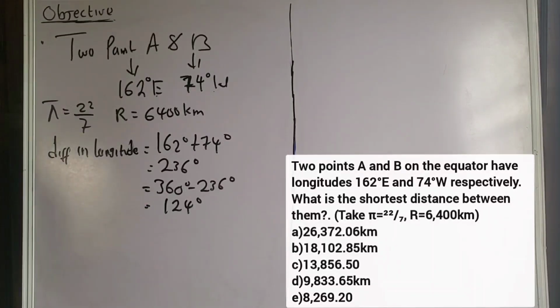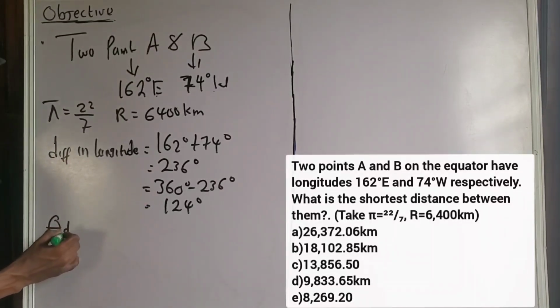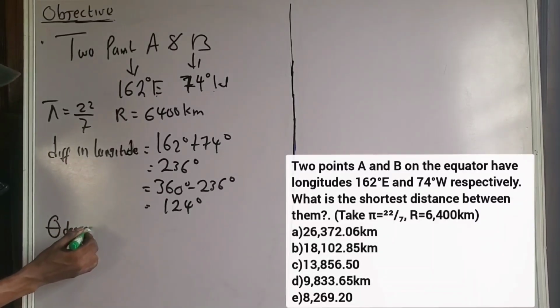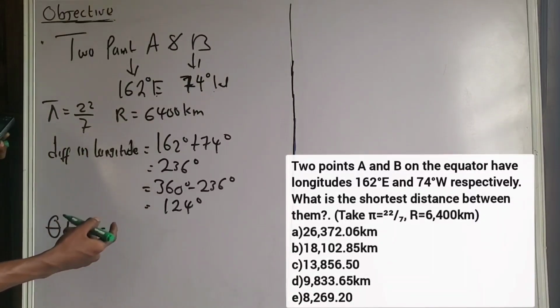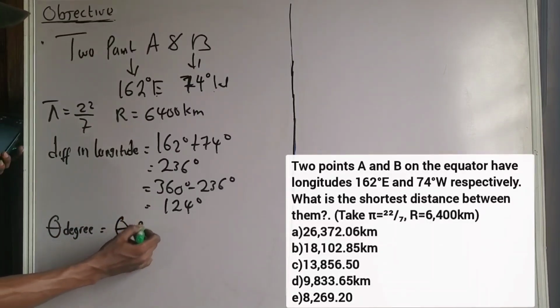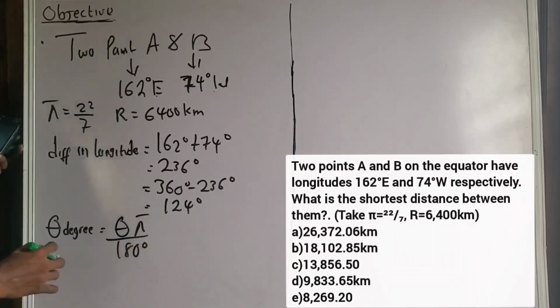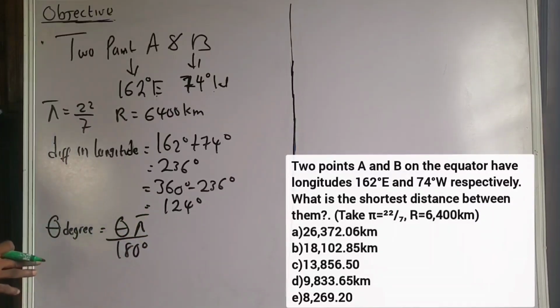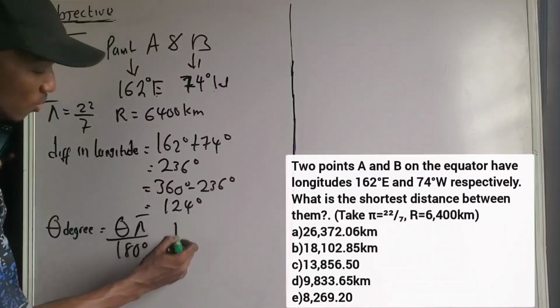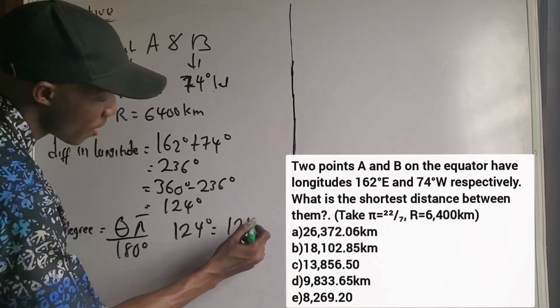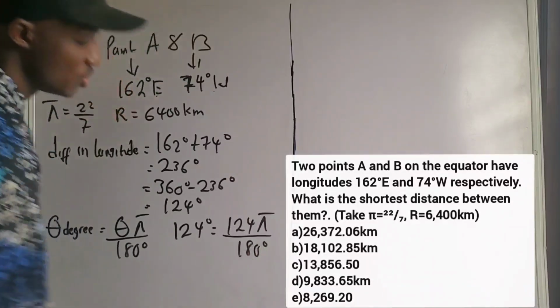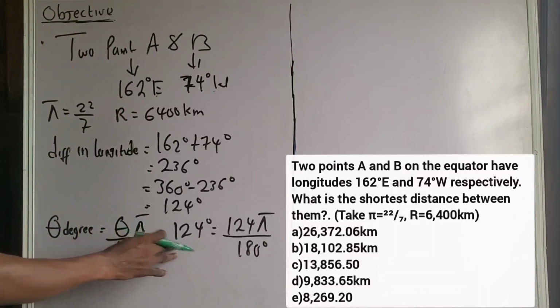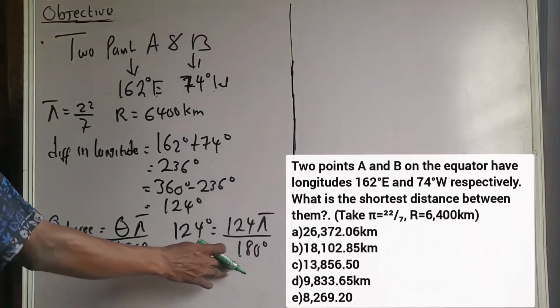Now the next step is that you are going to convert this degree that you have to radians. Don't forget that if you want to convert theta in degrees to radians, you multiply theta by pi all over 180 degrees. This is the formula for converting degrees to radians. So 124 degrees equals 124 pi all over 180 degrees, which is the value of theta in radians.